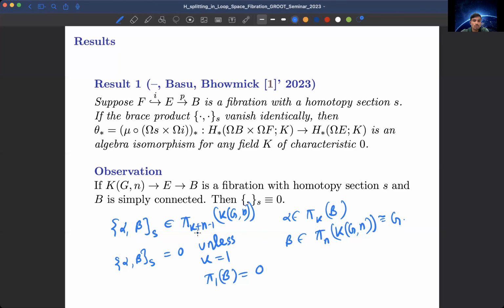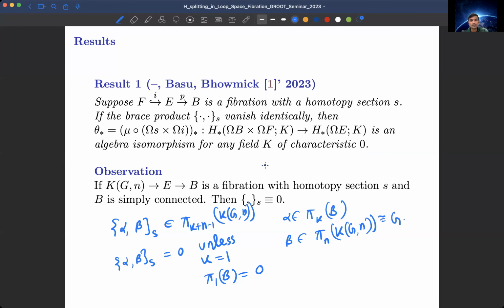So combining all possible cases, we already have this Whitehead product vanishes just due to the dimension thing, like non-vanishing homotopy groups of the fiber. So we actually have enough examples, because such kind of fibration already appears for those who have seen the Postnikov tower. In the Postnikov tower system, you have enough examples where such kind of fibration appears. The only thing you need to guarantee is that it has some homotopy section S and the base is simply connected. Then we have enough examples where the Whitehead product vanishes, and in those cases we can at least say that at the homology level we have an isomorphism for any field of characteristic 0.